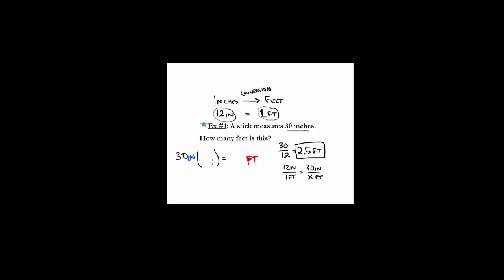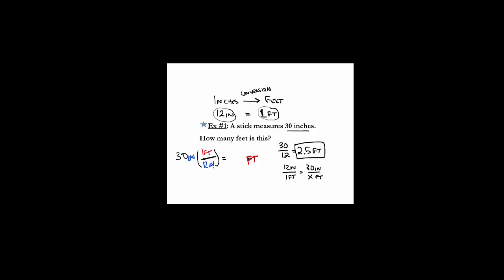So essentially what we're going to do is take 30 inches. We don't want to change the length, so we're going to multiply it by 1. You say, wait a minute, multiply it by 1, what are we doing here? This doesn't really change anything. Well, we're going to write 1 in a very particular way. We're going to write 1 as a ratio of 12 inches over 1 foot.